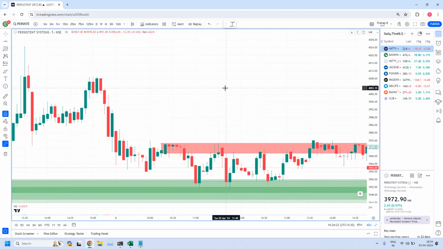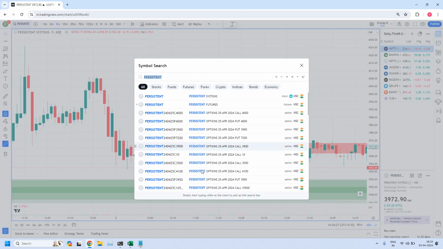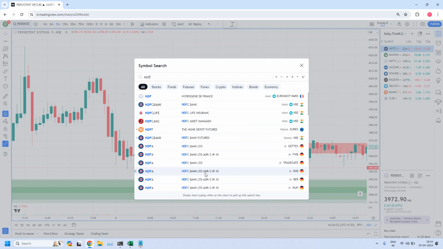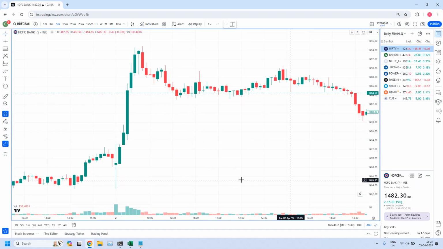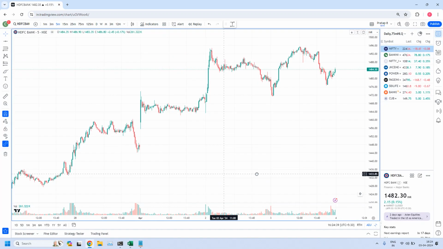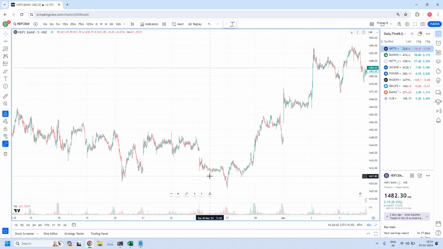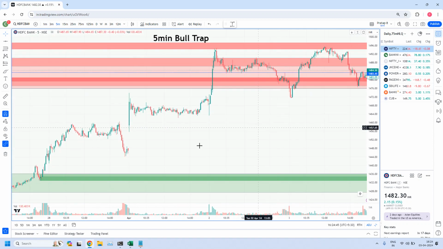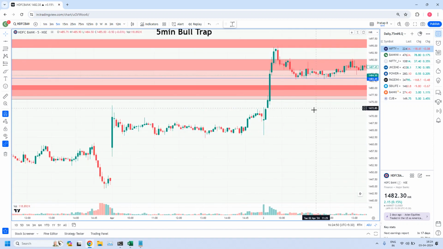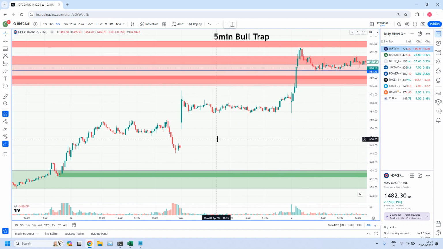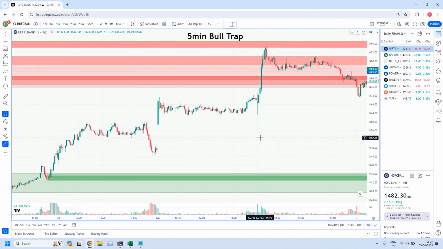So this is one thing, and one more thing I want to show you. I already explained, but the HDFC bear trap. Sorry, HDFC bull trap. The other one is the bear trap. Here bulls are captured.